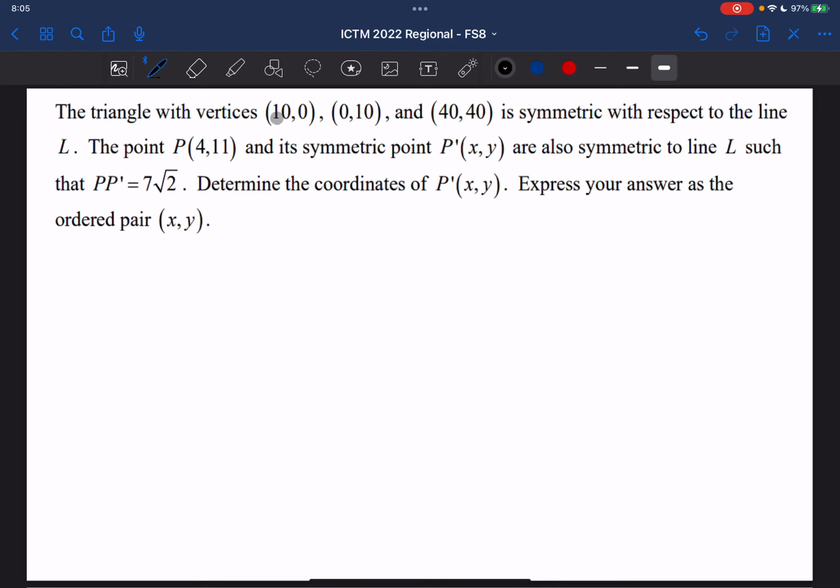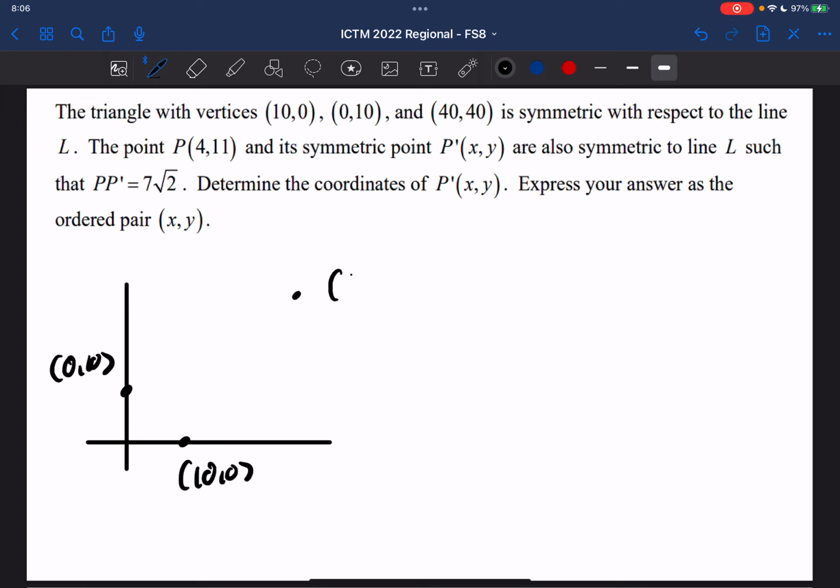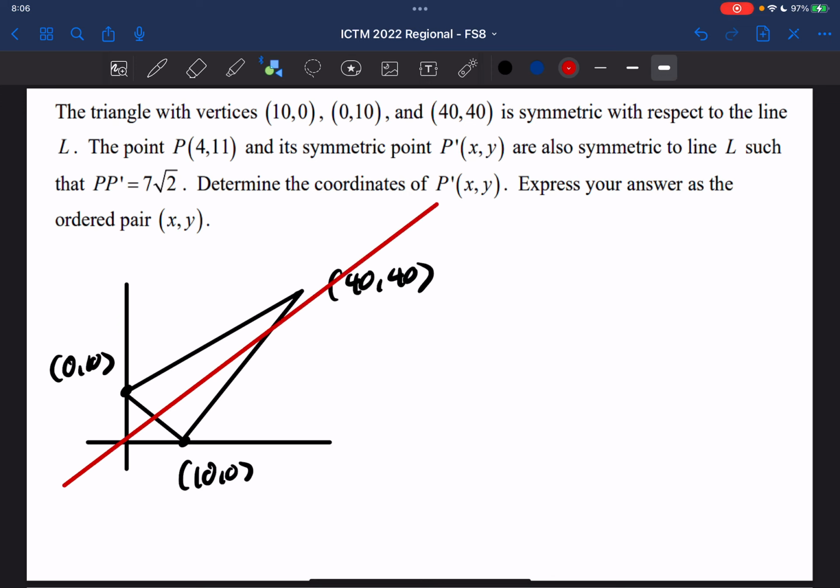This triangle with vertices at (10, 0), (0, 10), and (40, 40) is symmetric with respect to the line L. So if I draw these 3 points, we've got 1 point here, 1 point here, and then we've got another point out there. So we've got (10, 0), (0, 10), and then we've got (40, 40). So the only way that these could be symmetric is with a line running right through the middle, like right there.